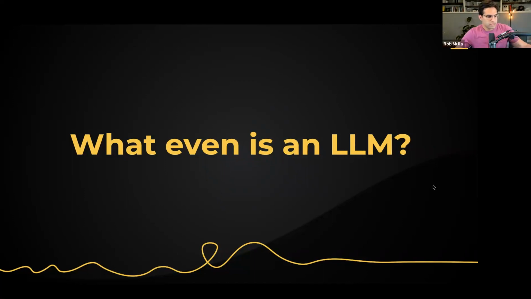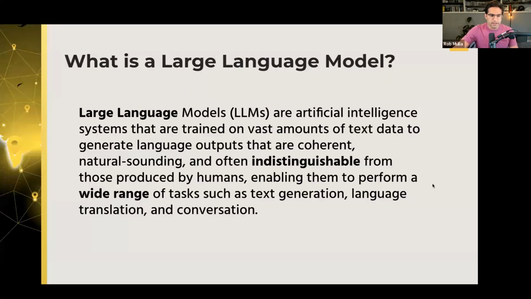All right, no questions. All right, so what is an LLM? Obviously, LLM stands for large language models. So they're large models, and they're AI systems trained on vast amounts of data, and they output coherent, natural sounding text, often indistinguishable from that produced by humans. They're able to perform a wide range of tasks, such as text generation, language translation, and conversation.